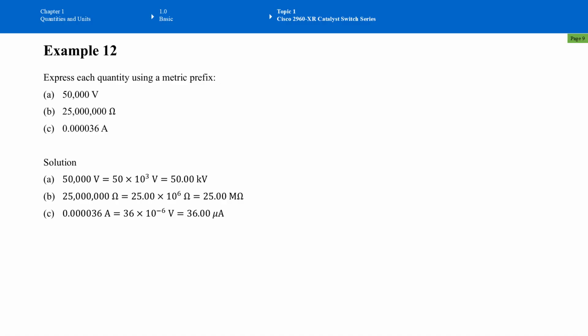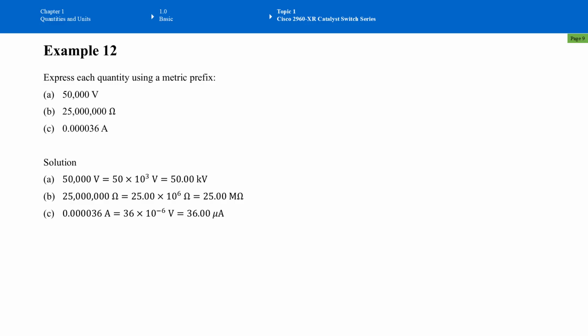Let's work on example 12. Express each quantity using a metric prefix. This example shows the reason we need to know engineering notation and the prefixes, because we are going to combine the two skills and make them more meaningful. For example, the first question is 50,000 volts.